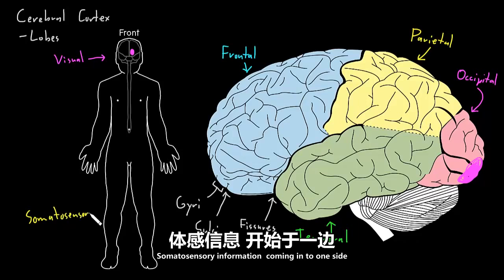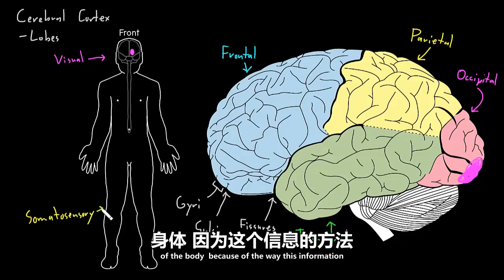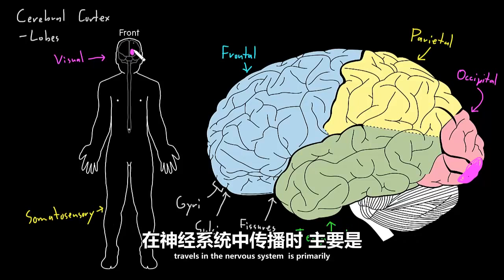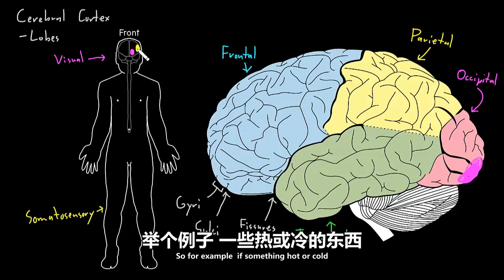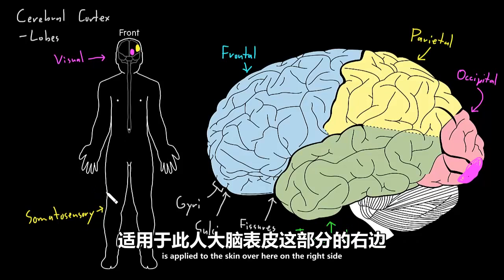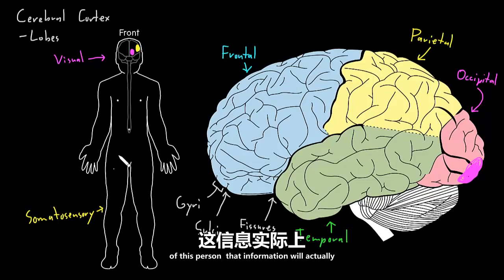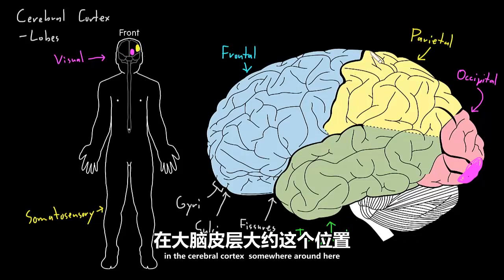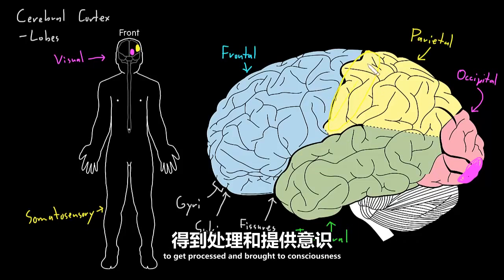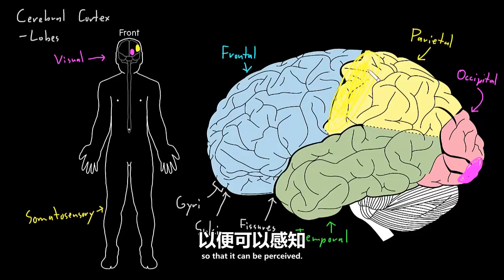Somatosensory information coming in to one side of the body, because of the way this information travels in the nervous system, is primarily going to get processed in areas of cerebral cortex on the other side of the brain. So for example, if something hot or cold, some kind of temperature stimulus is applied to the skin over here on the right side of this person, that information will actually end up over here on the left side of the brain in the cerebral cortex, somewhere around here, to get processed and brought to consciousness so that it can be perceived.